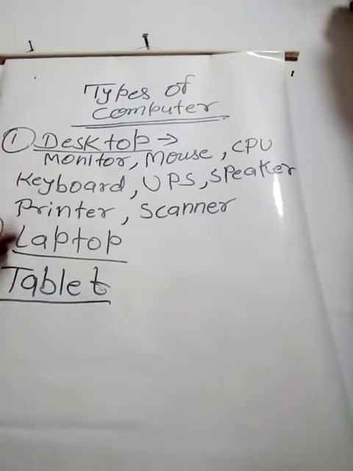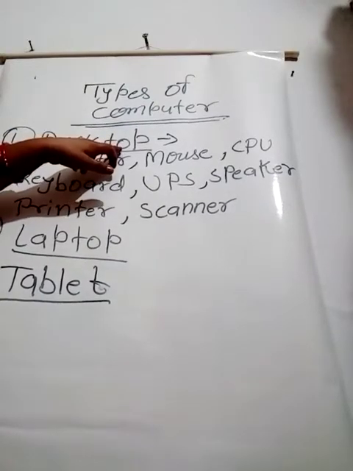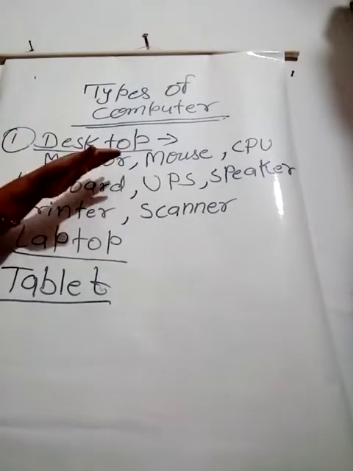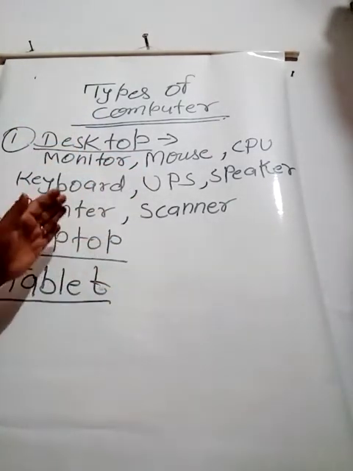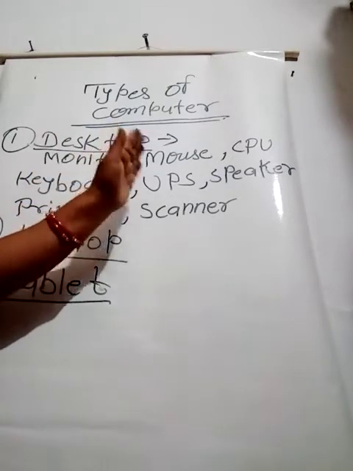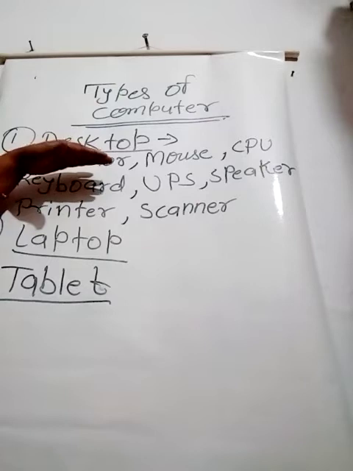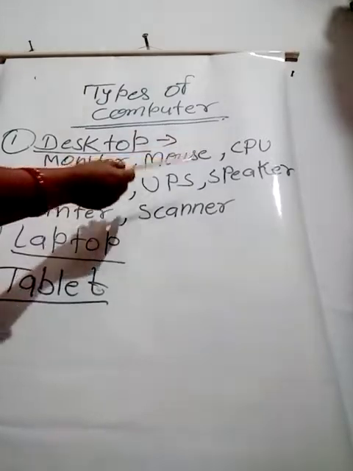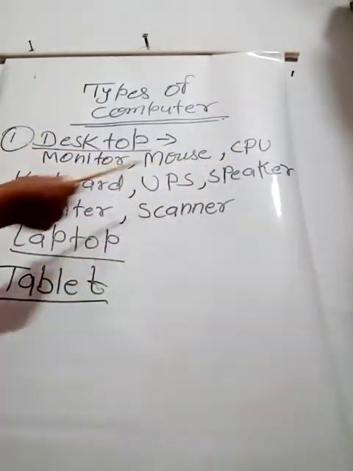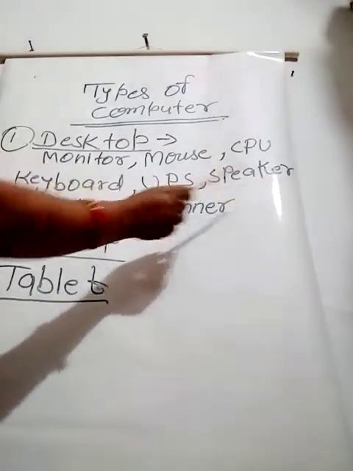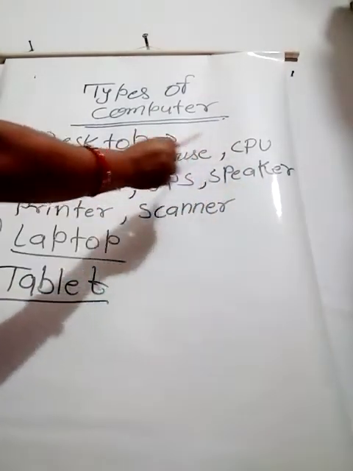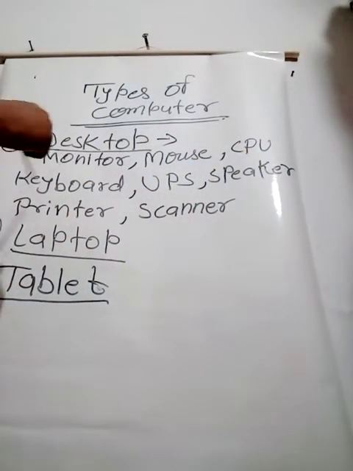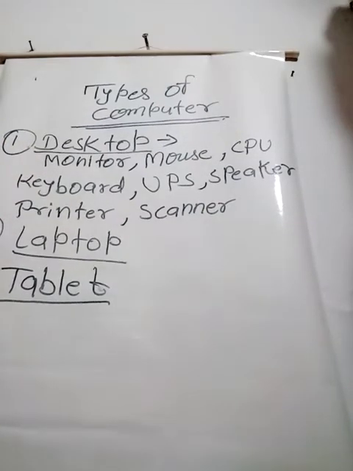Once again I repeat, the first one is desktop. Desktop is a type of computer where the computer is kept on a table with its several parts, several devices, just like a monitor. The monitor is kept on the table. Next one is the mouse, then the CPU, keyboard, UPS, speaker, printer, and scanner. These are the several parts of a computer kept on a table, which are combinedly called a desktop.